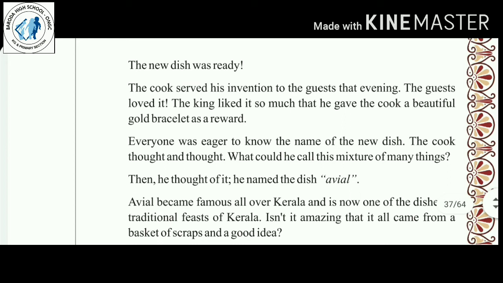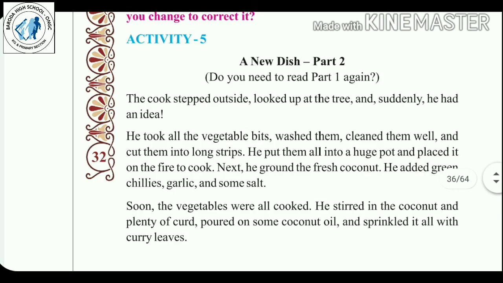Okay, so what the second part holds is, when the cook thought about the coconut tree in the yard, he went out, looked at it, and suddenly he got an idea. He dropped the coconut. He collected all the vegetable bits, washed them, cleaned them, and he started cutting them into small strips.